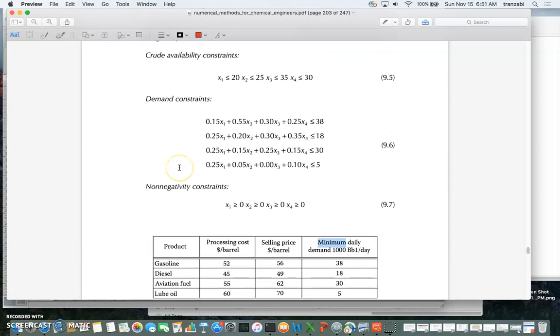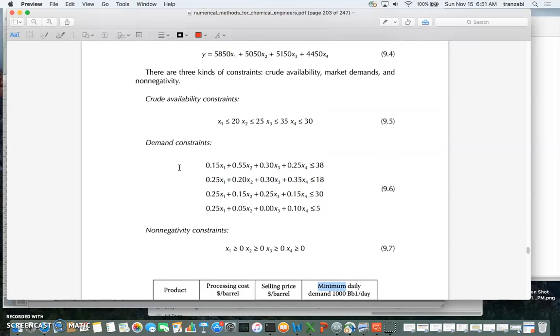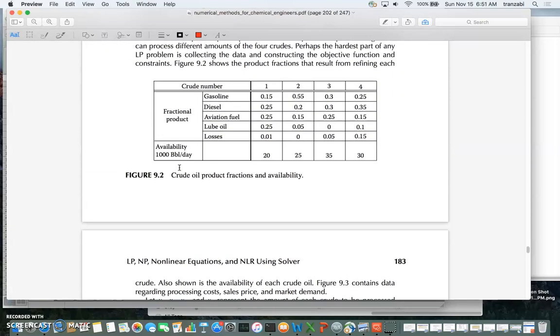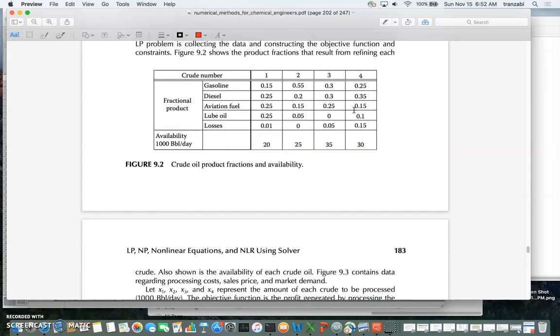The goal is to maximize the profit of the factory by determining how many barrels we have to produce from product 1, how many barrels of product 2, how many barrels of product 3, and product 4. So the number of barrels in each category is what we're looking for, such that it maximizes the profit. Okay, so let's go about solving this problem.